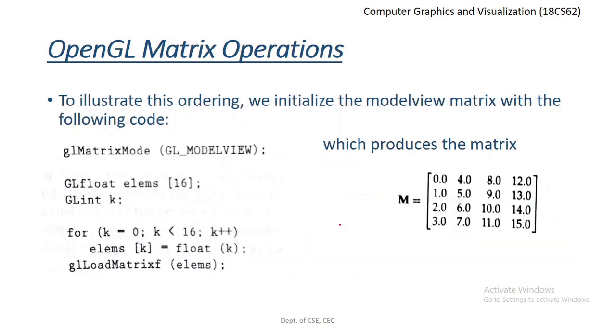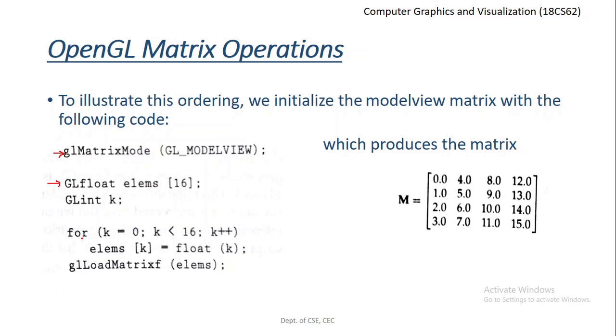Let us look at one example to illustrate the glLoadMatrix function. We are changing the current matrix to GL_MODELVIEW using this particular line here. Once we have set the current matrix as GL_MODELVIEW, let us say we want to assign 16 elements, from 0 to 15, to this model view matrix. For that, we first need to declare an array containing 16 elements. That is what we are doing here. This is a declaration of an array containing 16 elements. Here we are also declaring a variable that is used for looping.